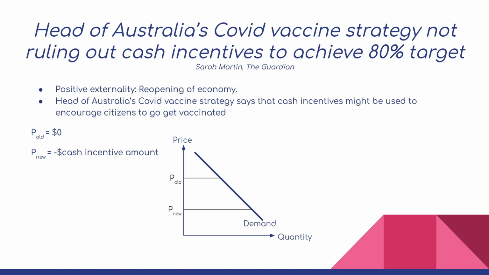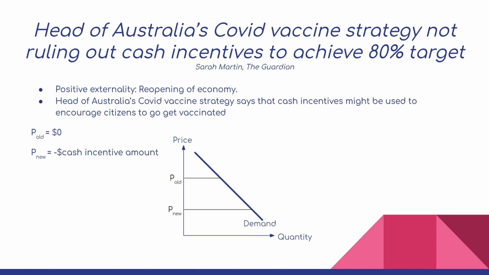If you look at the diagram below, P0 is the current price to get vaccinated in Australia, which is $0, because the Australian government is providing vaccinations for free to the citizens right now. However, in the future, there is a possibility that a cash incentive amount might be offered. Now, since the old price was $0, a cash incentive means a negative price because you will be receiving money when you go get vaccinated.